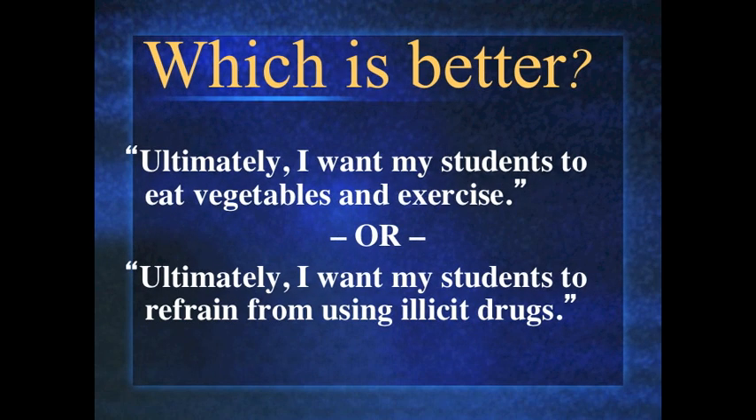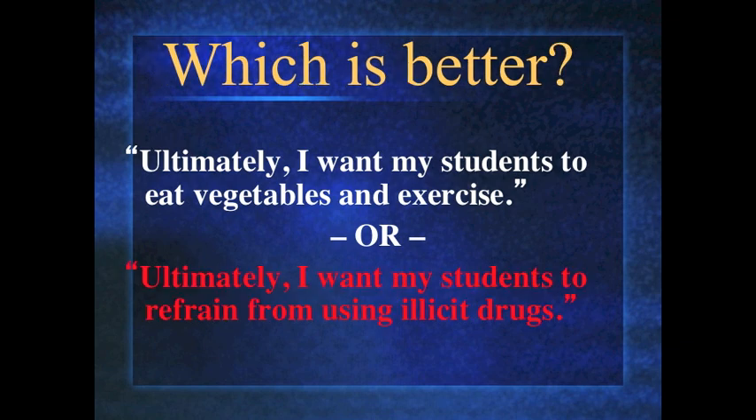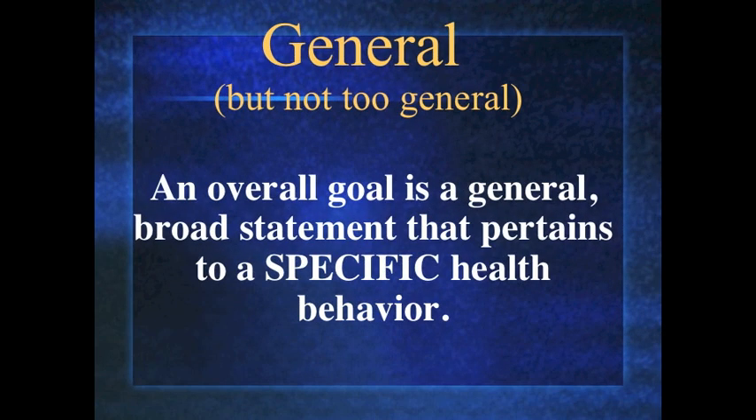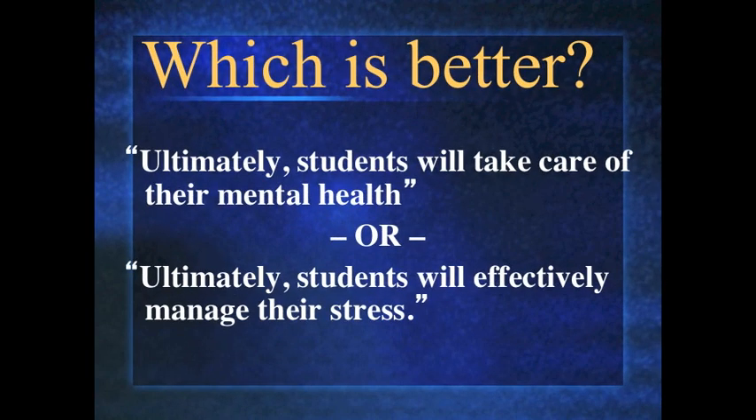Which of these two is the best example of an overall goal? Ultimately, I want my students to eat vegetables and exercise, or ultimately, I want my students to refrain from using illicit drugs. Ultimately, I want my students to refrain from using illicit drugs. General, but not too general. An overall goal is a general, broad statement, but it's a general, broad statement that pertains to a specific health behavior.